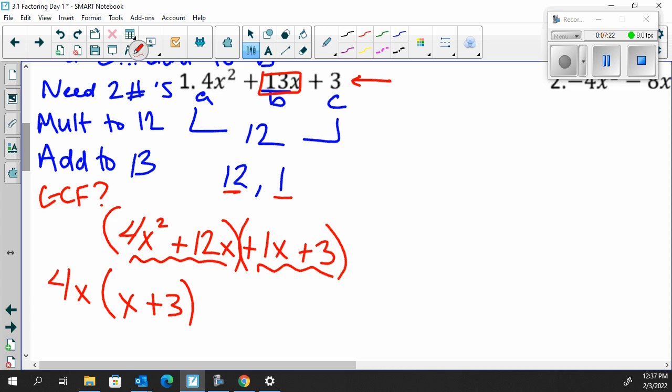I want whatever I factor out of this to leave something that looks exactly like this. I want these things to match. They match! Okay, so I want these to match.